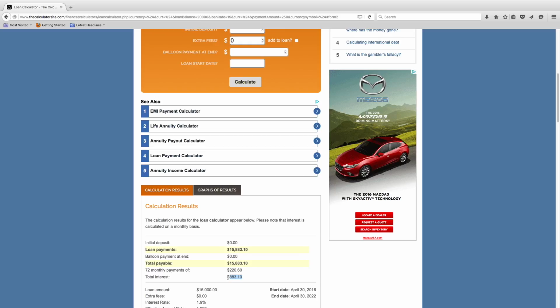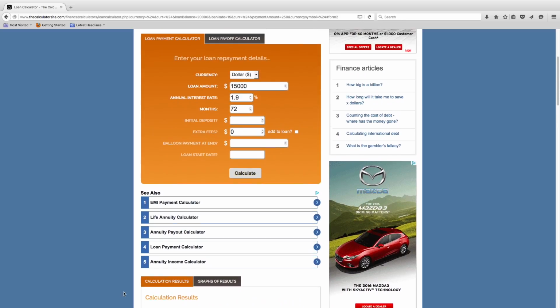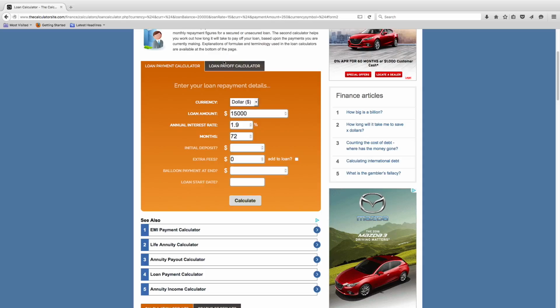I'll have another one where I talk about this second half that they have here that's called the loan payoff calculator, and I'm going to talk about that in regards to credit cards and stuff like that, because it's also very, very important that you understand how to use those responsibly.